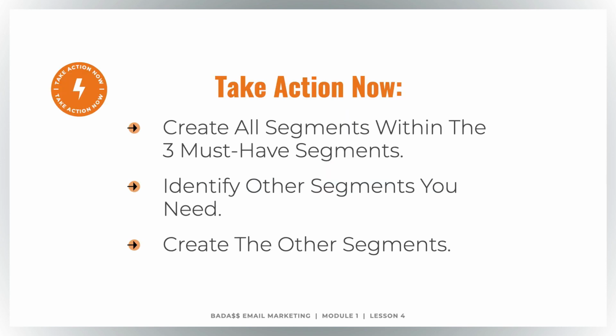Now, take action. Here's your homework. Create all the segments within your must-have segments. So three must-have segments. In other words, one of them is easy. It's just your overall weekly list. But then you need to think through, okay, what are all the products I have? So first of all, you need one segment for each of the products, but then also ask, are there some that I should group together? Like, for example, in my case, should I have a legal stuff buyers and a business stuff buyers? That would be how you might want to think about it.